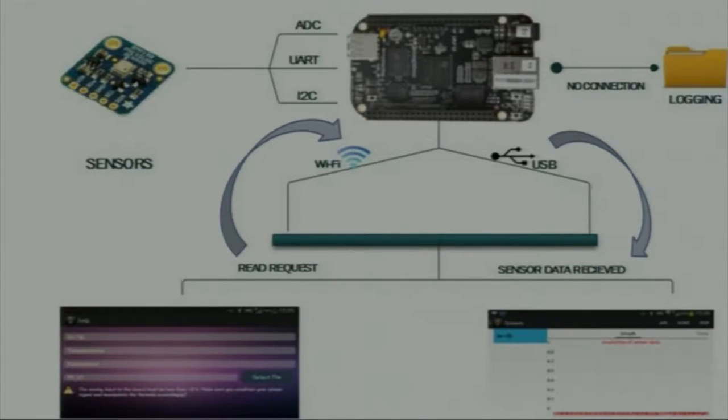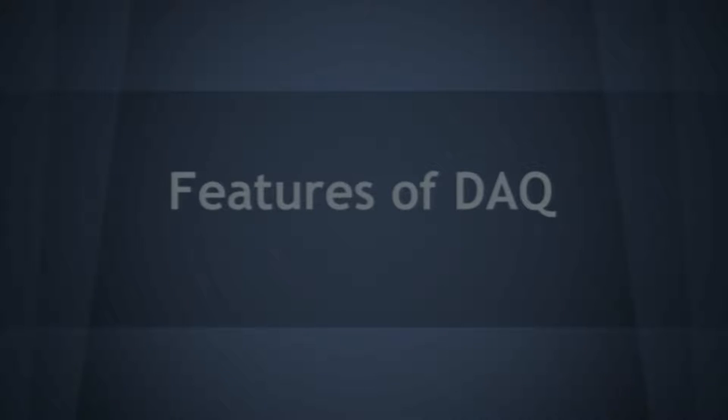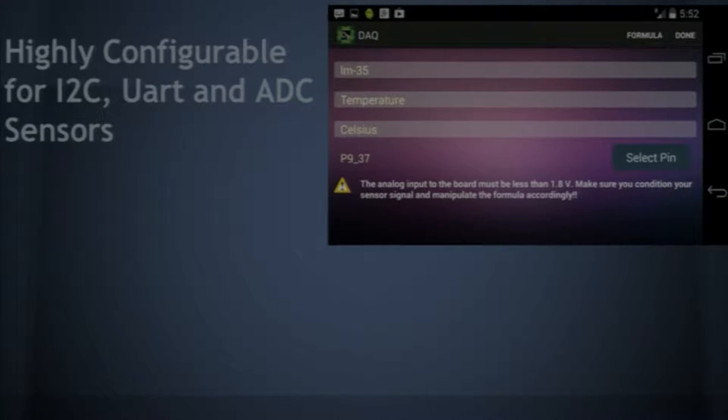Now over to Tanmay. Now I'd like to highlight the basic features of the system. One of the main features of the system is that it is highly configurable for I2C, UART and ADC ICs. Here, as you can see, there is a simple form in which the user just needs to enter the basic details to extract the data from the sensor. He doesn't need to write those long scripts to extract the data from his sensors.